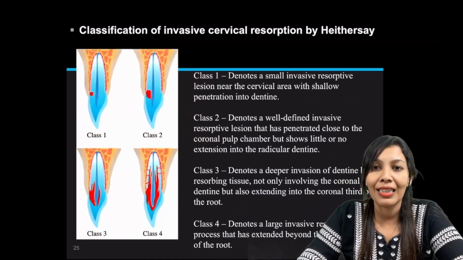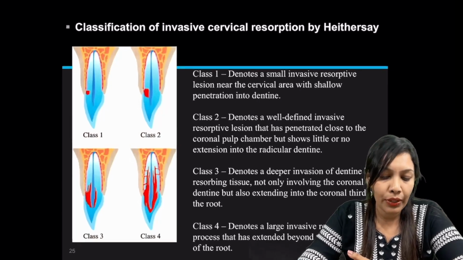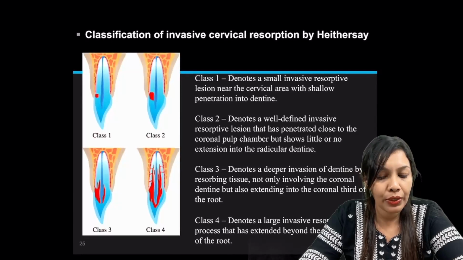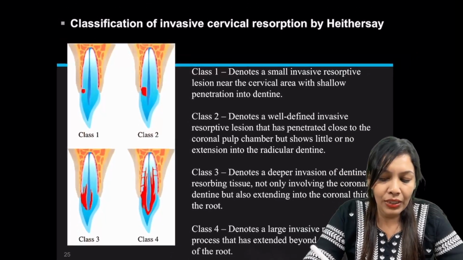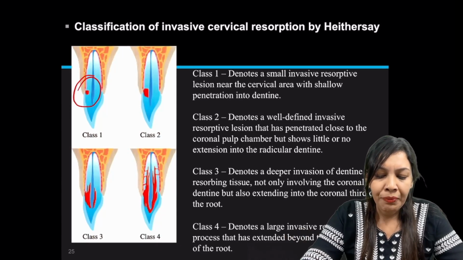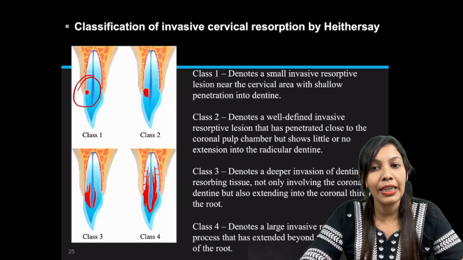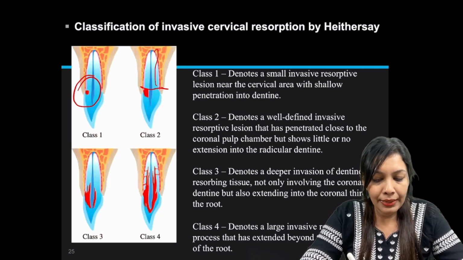Another important thing is the classification that was given by Heithersay for invasive cervical resorption. You can see in the cervical part there might be a resorption taking place. Invasive cervical resorption class 1, as you can see in this image, is a small invasion seen on the cervical area which is very shallow. That is class 1. Class 2 denotes a well-defined invasive lesion which is near to the coronal pulp. This is the coronal pulp, this is the radicular pulp, and the lesion is very close to the coronal pulp. That is class 2.